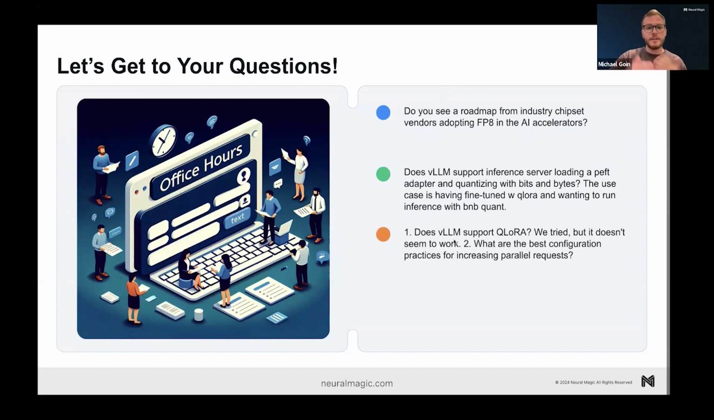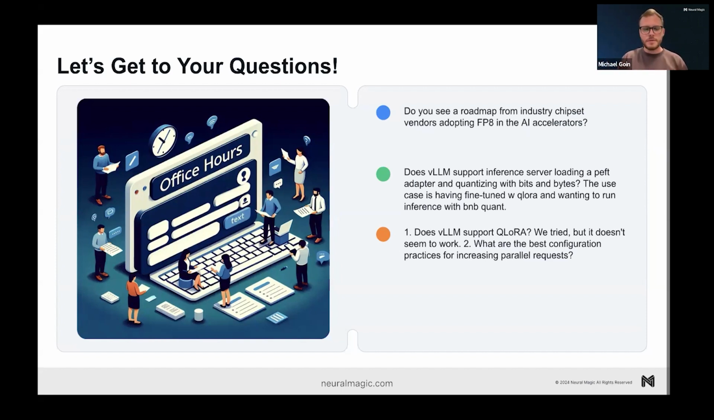And then there's another question on, does vLLM support QLoRA? Generally, yes. There's nothing stopping you, like I said, from running multiple LoRA adapters on most quantization methods that we support inside of vLLM. If you're talking about QLoRA specifically, as in the paper definition with bitsandbytes quantization and LoRA adapters, we do support that.